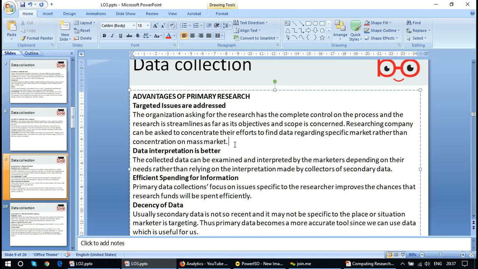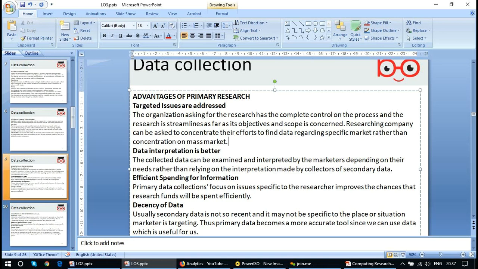Efficient spending for information. Primary data collection focuses on issues specific to the researchers. A researcher improves the chances that the research fund will be spent efficiently. So whatever you want to spend, the amount spent on that particular primary research would be spent efficiently. With secondary data, you are not sure whether it is relevant or not.